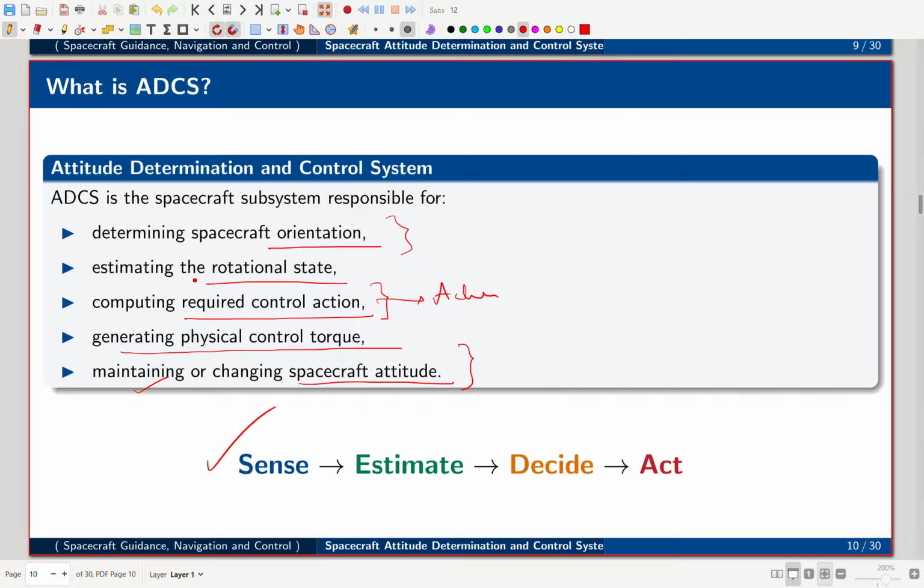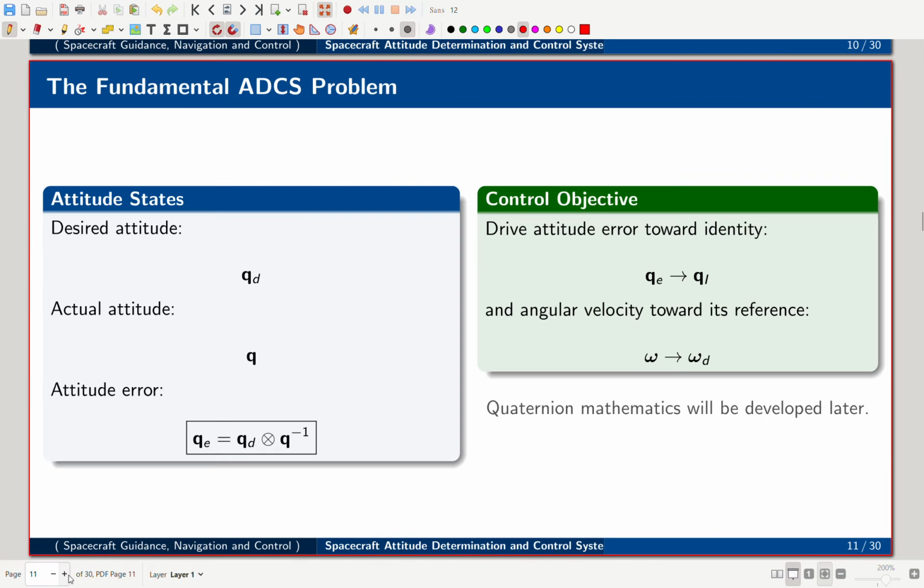So we have to sense it through the sensor. This will deal with the navigation part, and we have to estimate because there is a lot of noisy data, and then decide and take an action, the actuator part, the hardware part. So for attitude, let us say the desired attitude is QD and the actual is Q, and the attitude error we can find out this way. Okay. We will discuss later why we are doing it like that.